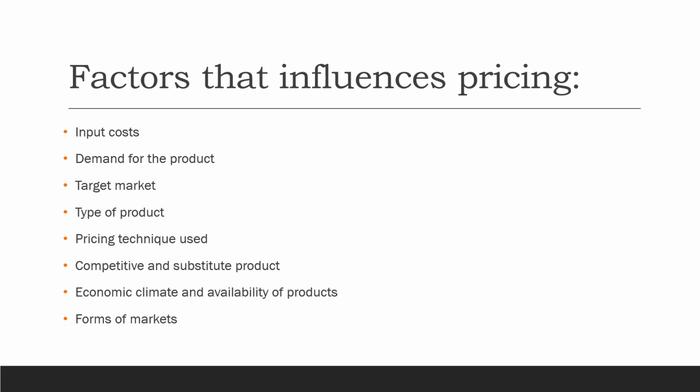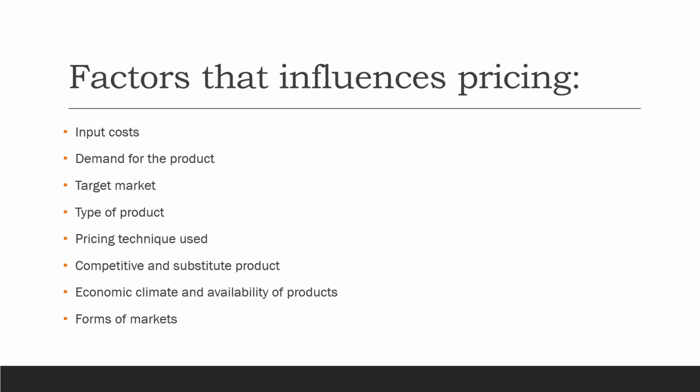Then your target market. You need to determine what the income is of your target market. If it's a low socioeconomic group, then obviously your prices need to be low. If it's a high socioeconomic group that is your target market, then you can set higher prices. So you need to look at the income of your target market. Then the type of product. Obviously, prestigious products or brand products will be priced higher than normal products. If it's a specialty product, then obviously you need to charge more. The pricing technique used will also determine your price.